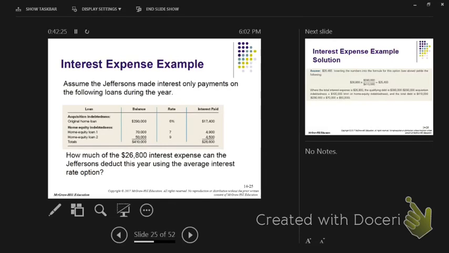So they don't know that you've exceeded the $100,000 of home equity. So if you're doing it by hand, you've got to do that yourself. If you're using a tax program, it should do that for you. But the way you would know is if you're over $100,000 of home equity, you should not be deducting $26,800. It should be less than that.